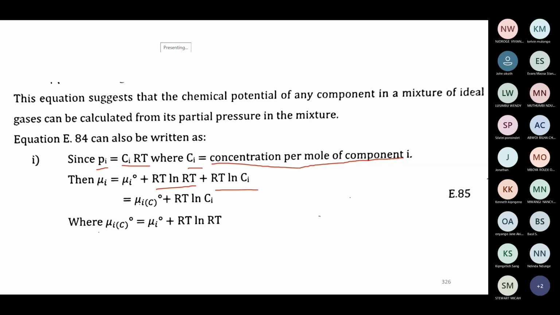So mu i equals mu i C prime plus RT ln of Ci. This particular component here comes from a combination of these two terms. So that's why we are saying mu i C equals mu i naught plus RT ln of RT.